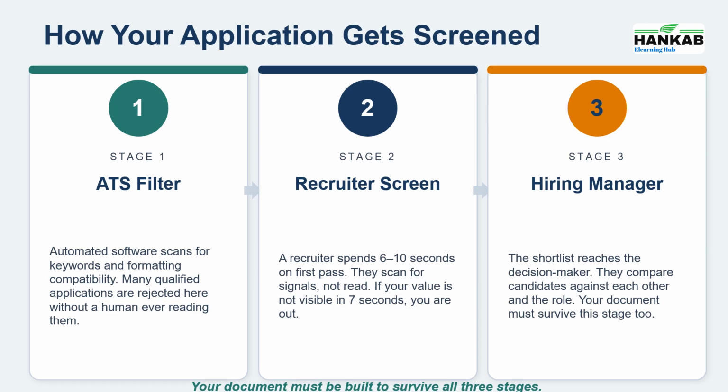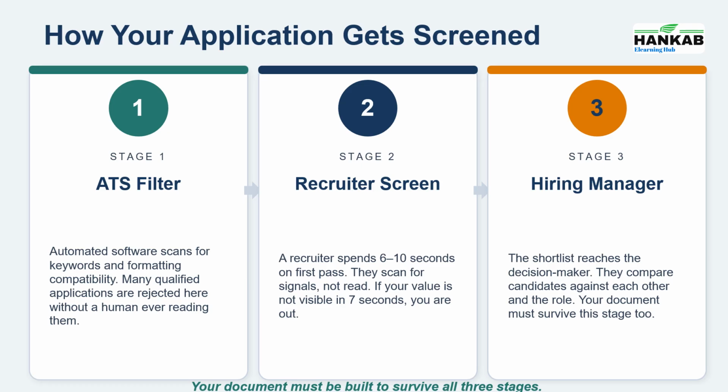Stage 3 is the hiring manager. The shortlist, typically 5 to 10 candidates, reaches the person who will actually make the hire. They read more carefully, they compare. They are asking, who is the best answer to my problem? Your document must be built to survive all 3 of these stages. Most documents are not. This course is about making sure yours is. We will now move to Module 2.